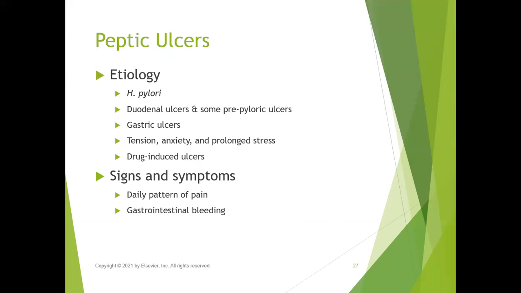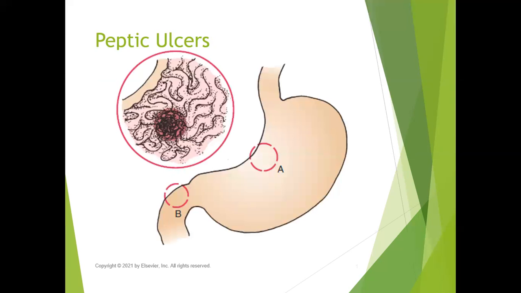Daily pattern of pain. This will be an ongoing issue in the tummy. Also, you may see some GI bleeding with a peptic ulcer. Here's an image of a peptic ulcer. Two different peptic ulcers are displayed here. The A location is a peptic ulcer located in the stomach, and the B location is a peptic ulcer located in the duodenum.